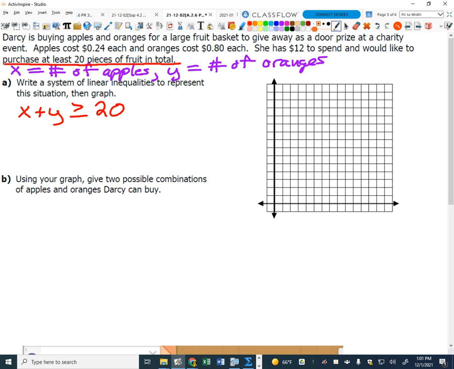Okay. We need one more. It's not an equation, an inequality, right? We need one more. What do we got here? So she has $12 to spend. Now that's a little trickier. She has $12 to spend. Apples cost 24 cents. Oranges cost 80 cents. She has $12 to spend.